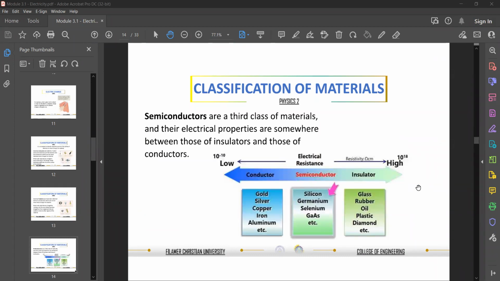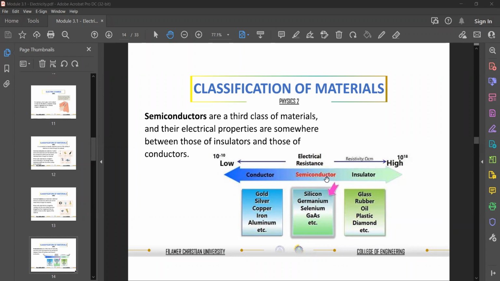So semiconductors. These are the third class of materials, and their electrical properties are between those of conductors and insulators. Okay, so examples of conductors might be gold, silver, aluminum, etc. And for semiconductors, silicon, germanium, gallium arsenide, and etc. And for insulators, glass, rubber, oil, plastic, diamond, and so on. So these are the types of semiconductors, insulators, and conductors.